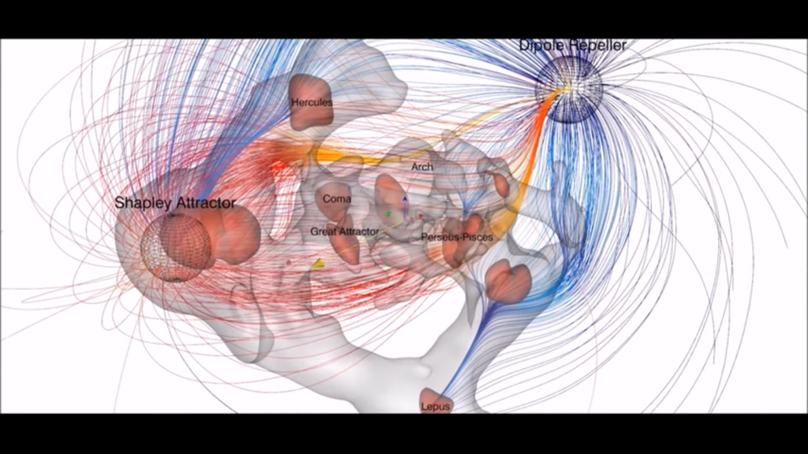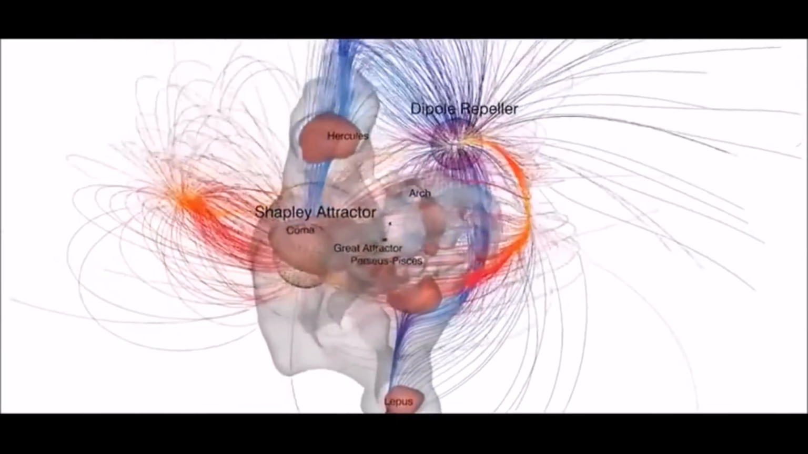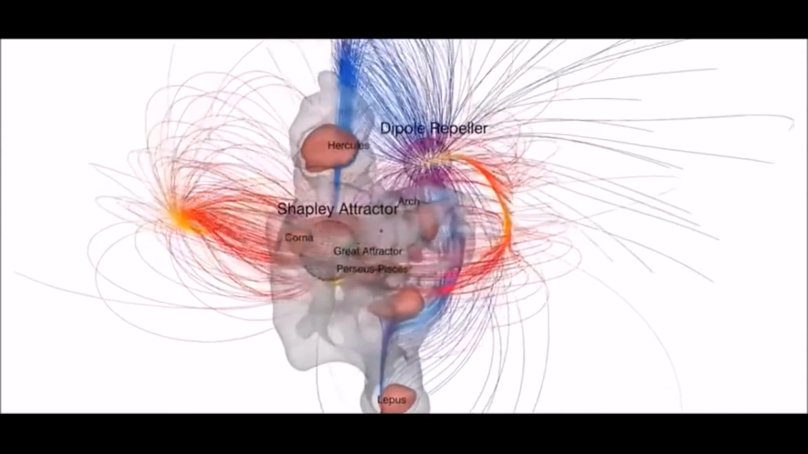The flow develops mainly in a plane containing the major overdensities, Perseus-Pisces, Lepus, and Hercules. The antiflow develops in the orthogonal plane that corresponds roughly to the supergalactic equator. The antiflow lines travel through the underdensities lying beyond the Great Wall and Southern Wall on their way to the region of lowest density, the dipole repeller.